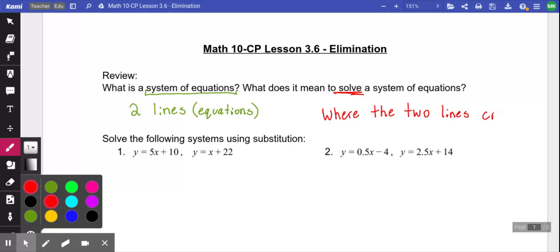And you're all right. It's the coordinates where they cross, it's the y value where they cross, it's the x value where they cross. Those all are right. But when I say to solve a system of equations, that's what you're doing. You're figuring out where two lines are crossing each other.